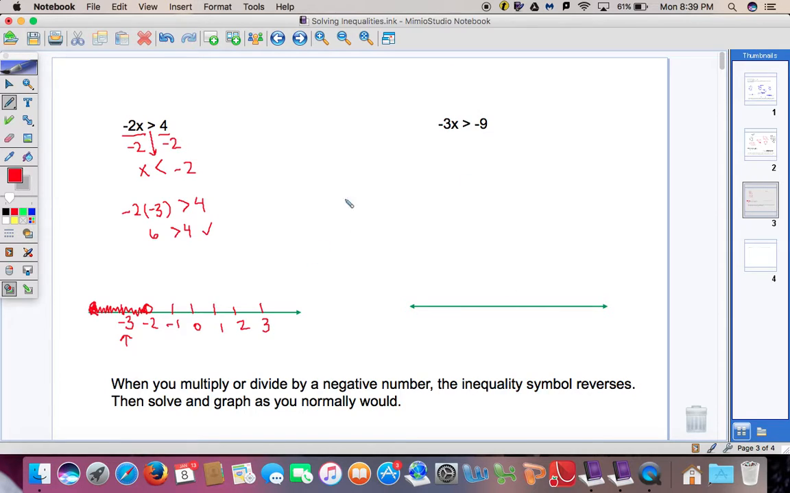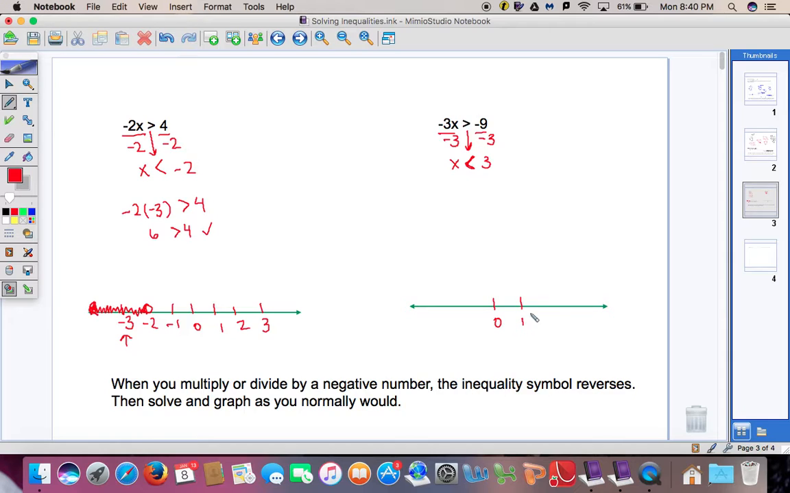Okay, what about this problem here? Negative 3 times x is greater than negative 9. I'm going to divide both sides by negative 3. And when I divide by that negative, my inequality symbol is going to change directions. So negative 3 times x divided by negative 3 is simply x. And negative 9 divided by negative 3 is a positive 3.